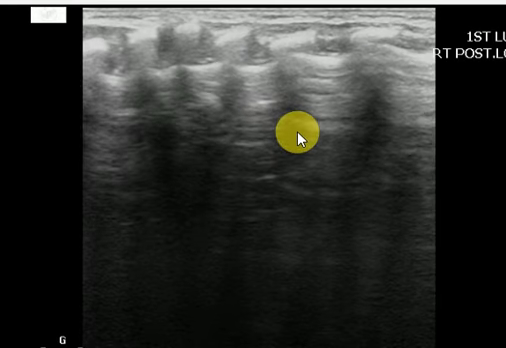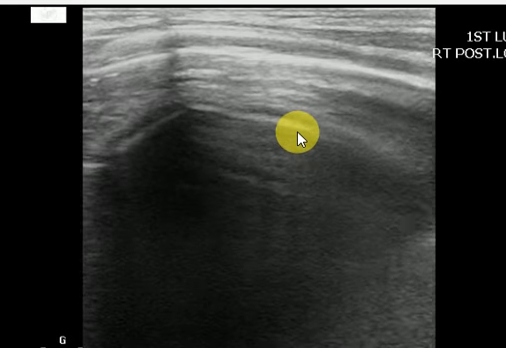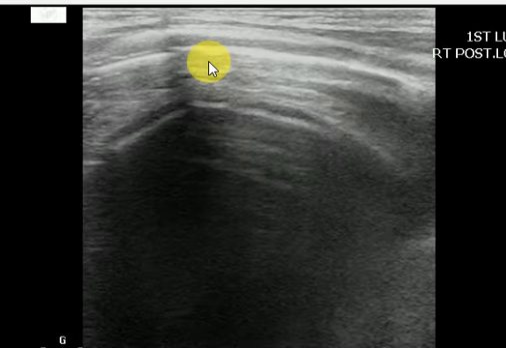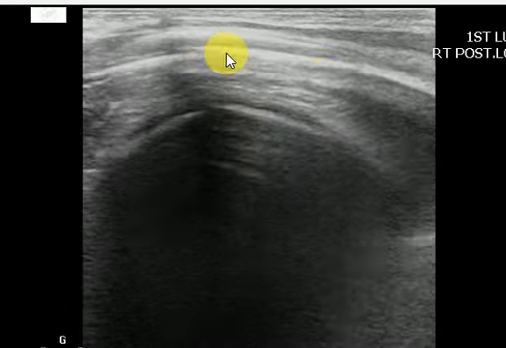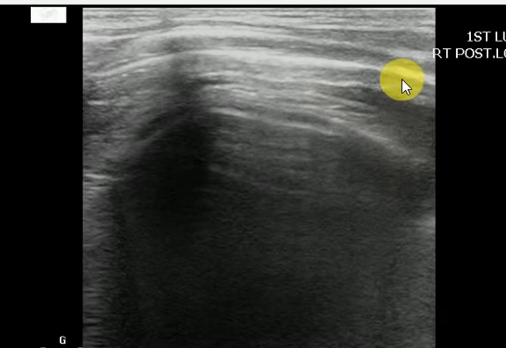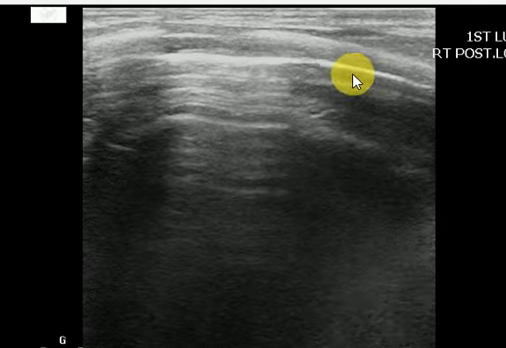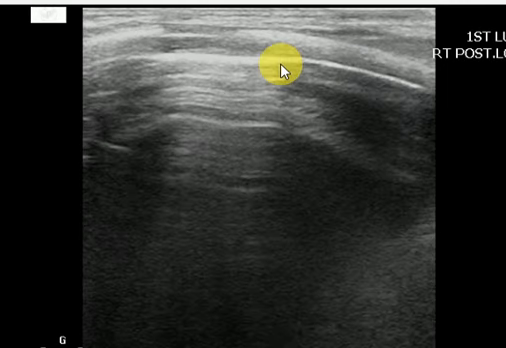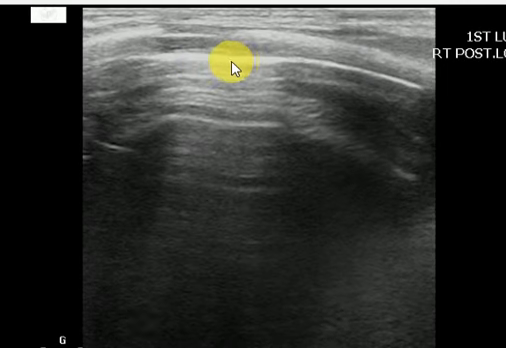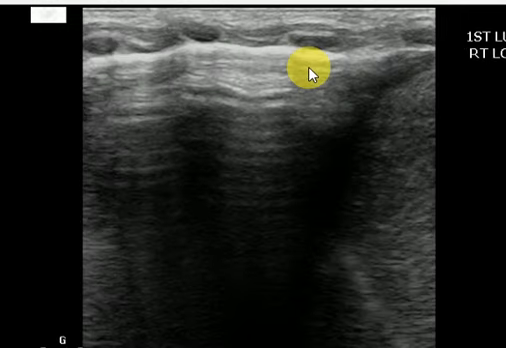This is pneumothorax. See, this is static, no lung sliding. Here lung sliding. This is the lung point here. You see lung sliding, to-and-fro movement, and there is static here, no lung sliding. So the lung point is here.